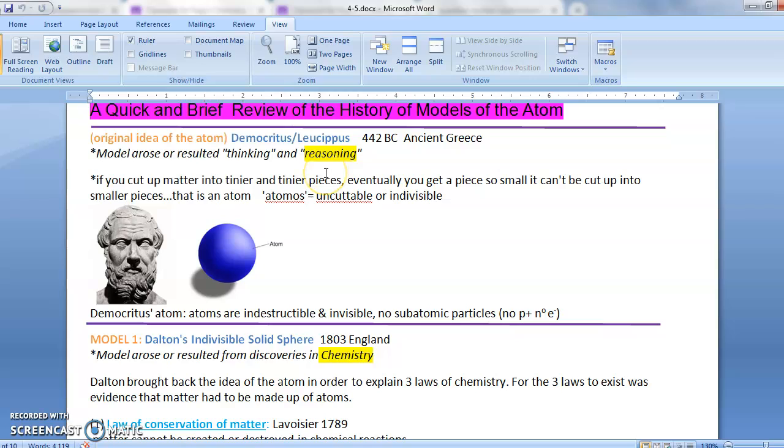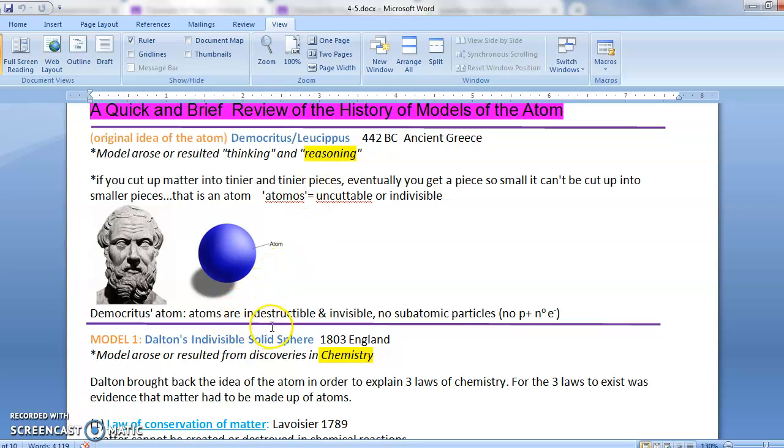So Democritus had this idea a long ago. Leucippus was like his mentor that he talked about these things with. And this idea came out long ago, but the idea never took hold. And that's because some incredibly famous Greek philosophers, Aristotle and Plato, argued against the idea of the atom. Because they said if you could cut up matter into smaller and smaller pieces, what was it then that would be holding all those atoms together?